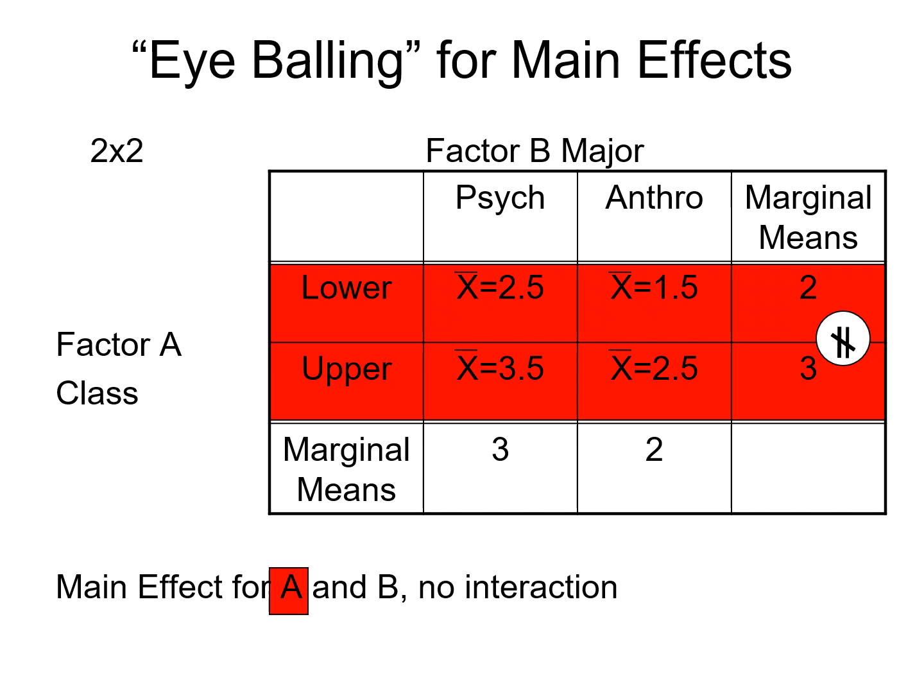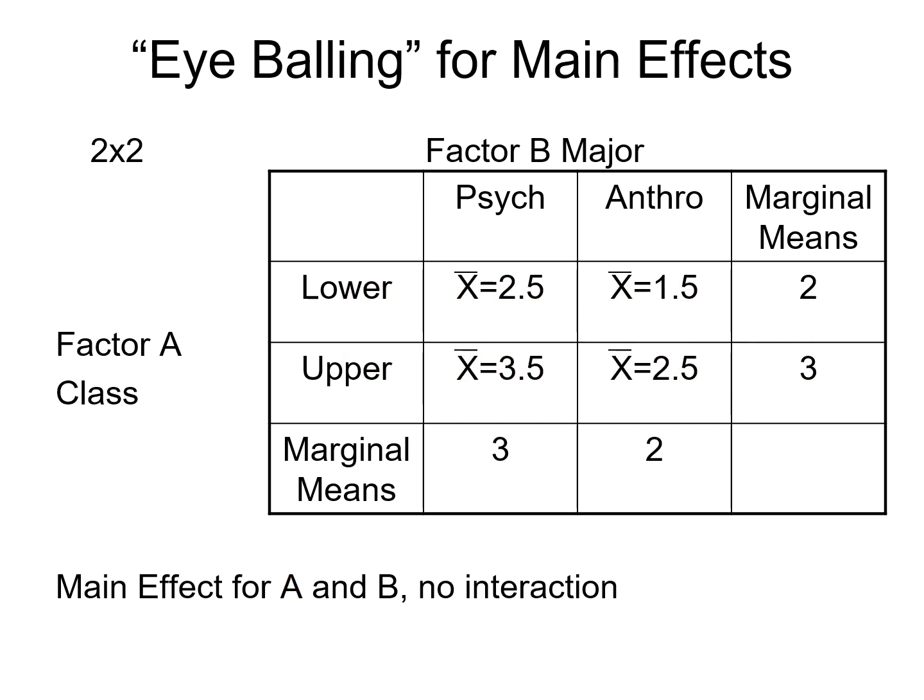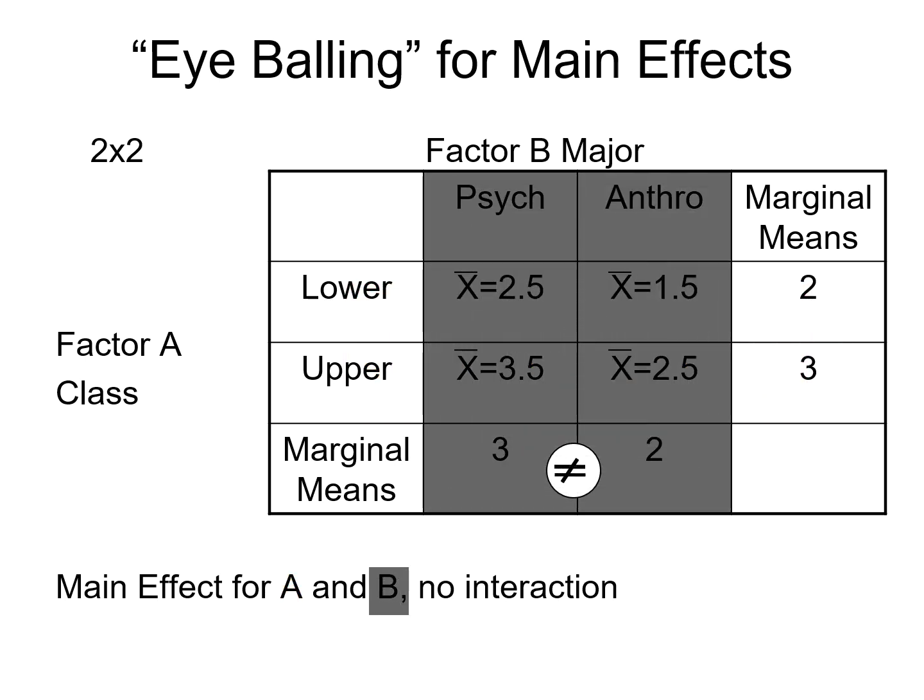So if I'm looking at the main effects for the rows, lowerclassmen versus upperclassmen, there is a difference. So I would say there's probably a main effect there. Likewise, if we looked at the columns, again, there is a difference. Looking at the marginal means, 3 is not the same as 2. There is the likelihood of a main effect there.